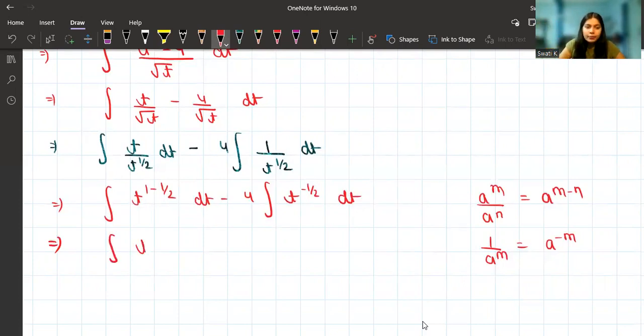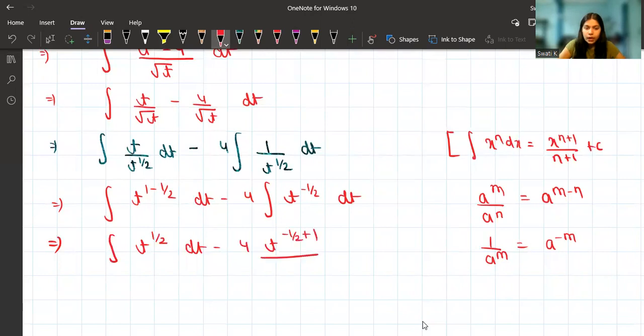So this will become t raised to 1 minus 1 upon 2, of course this is 1 upon 2, right? dt, and this is minus 4 times the integration of t raised to minus half. Here we are going to use this formula. We know that integration of x raised to n dx is x raised to n plus 1 upon n plus 1 plus constant of integration. So using this formula, this will become t raised to minus half plus 1 upon minus half plus 1 again, and then plus constant of integration. Okay, so let me write this as any constant of integration.